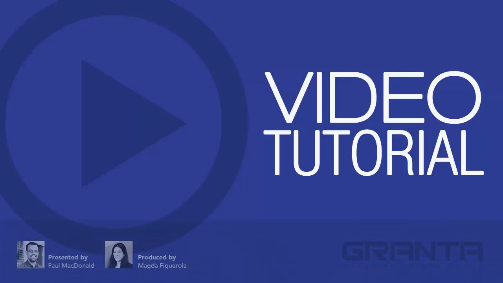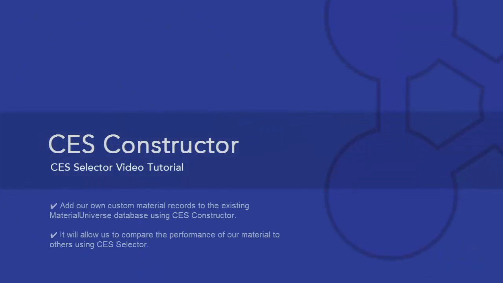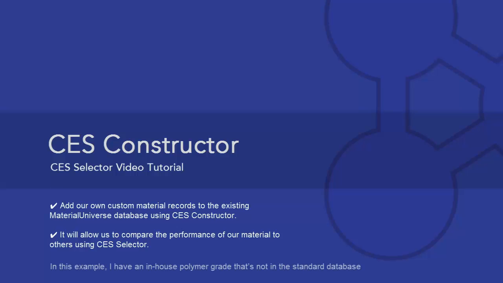This tutorial will look at adding our own custom material records to the existing Material Universe database using CES Constructor. It will allow us to compare the performance of our material to others using CES Selector. In this example, I have an in-house polymer grade that's not in the standard database.